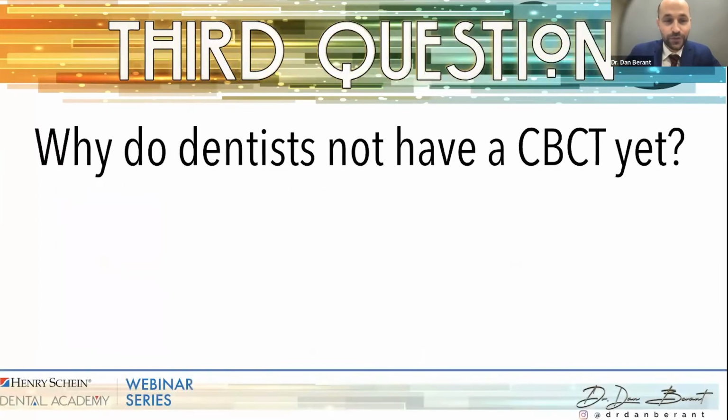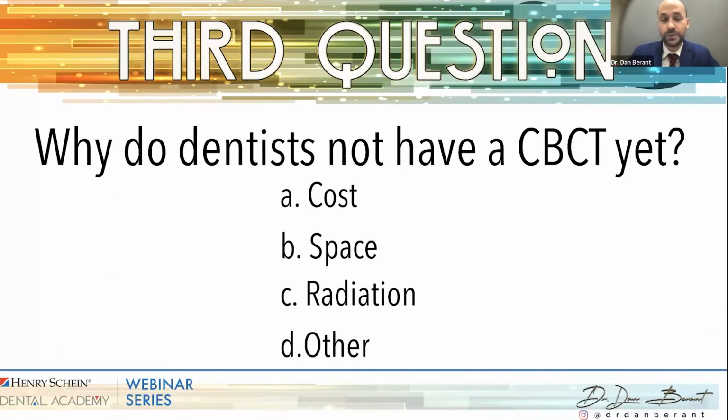And so the third question I ask is, if you don't have a CBCT, or if you do and you're wondering, or if you do, you can feel free to answer this. Why do you think dentists don't have CBCTs yet? Do you think it's because of the cost that's prohibitive? Is it the space that's available in their office? Is it concerns about radiation? Or is it another factor?